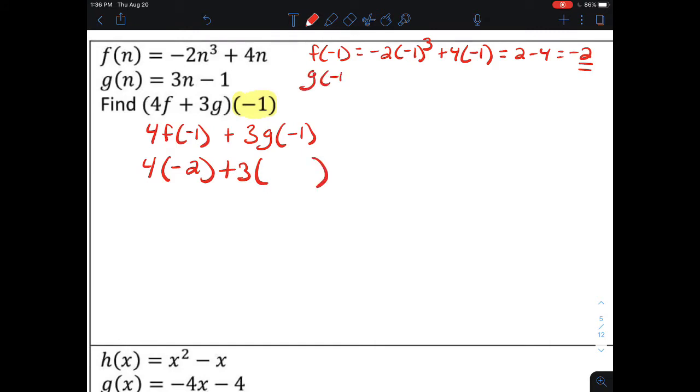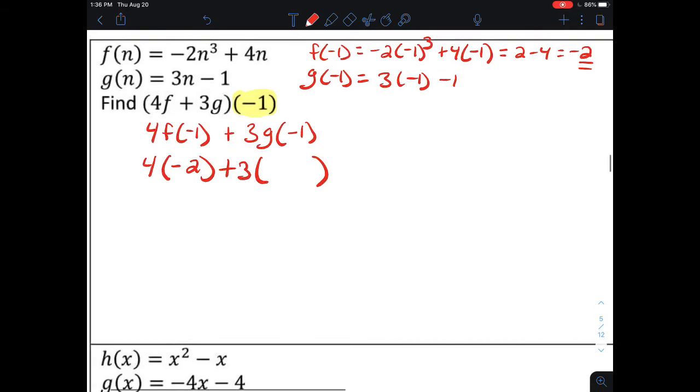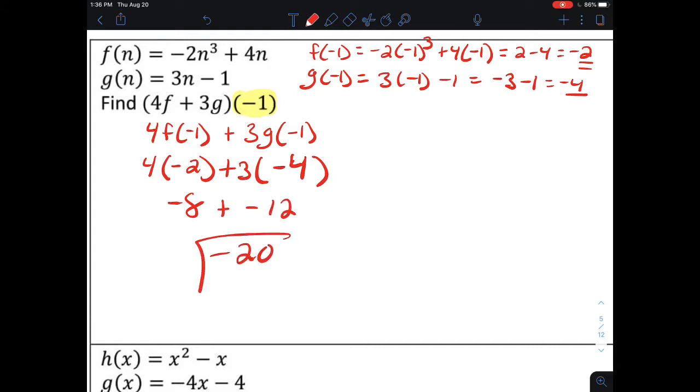So I do the same process for g. I'm going to put negative 1 into g and evaluate. That gives me negative 4. So g of negative 1 is negative 4. And so now we evaluate this line. 4 times negative 2 is negative 8, plus 3 times negative 4, negative 12, gives negative 20.